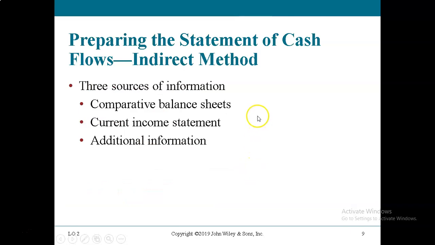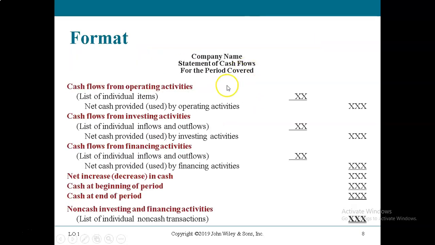Now, if you prepare a cash flow statement, you can either do the indirect method or the direct method. Let's go back here. So when you do the operating activity section, there's two ways to do it, the indirect method and the direct method. Everything else is done the same way. Now, the only difference is that if you do the indirect method, you're going to have net income. If you do the direct method, there is no net income.